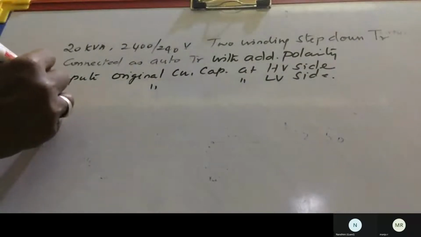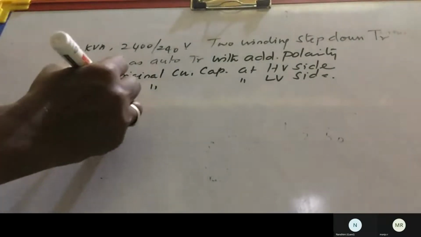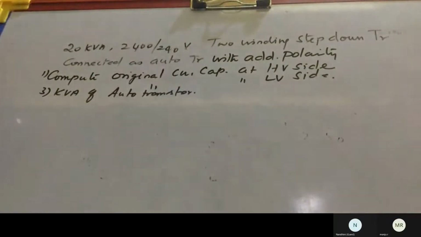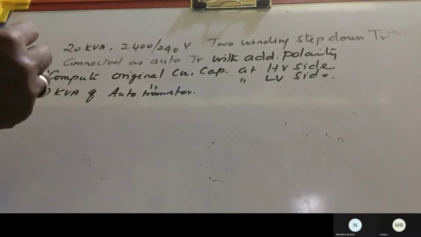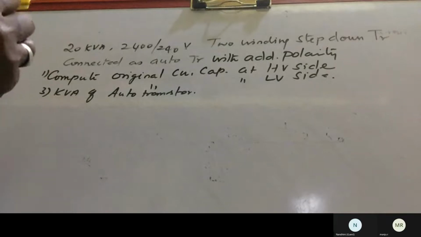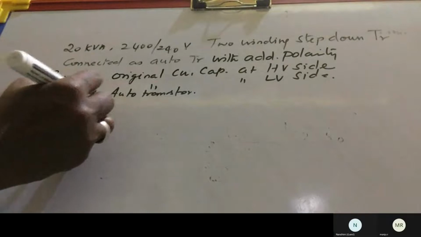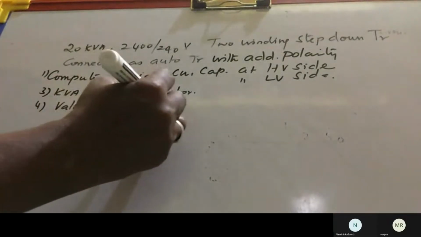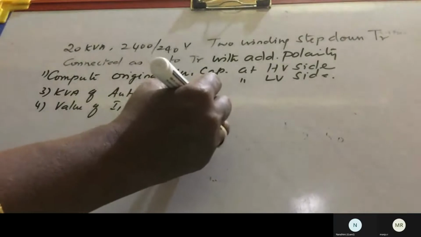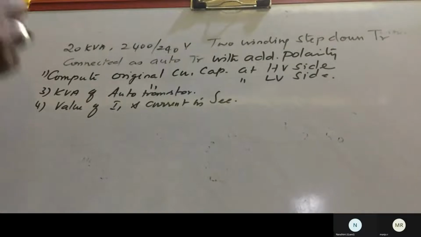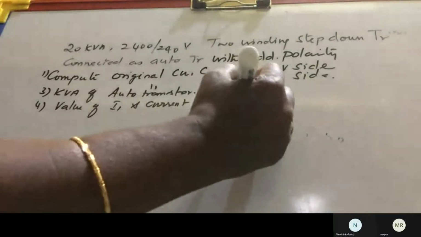Next, the kVA rating of the auto transformer. And what is the value of I1 and the value of I2, the current in the secondary winding.